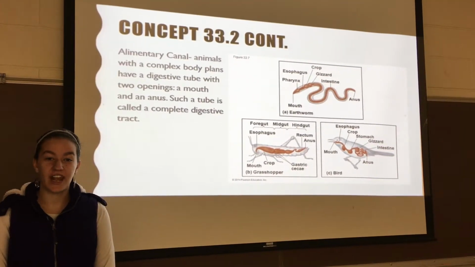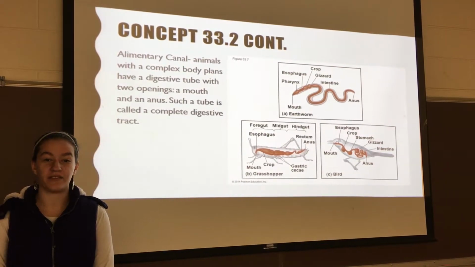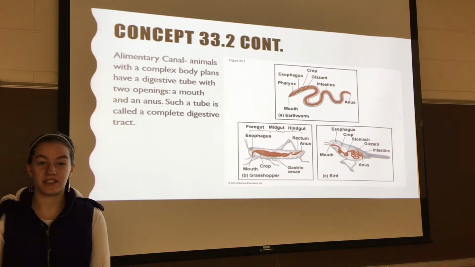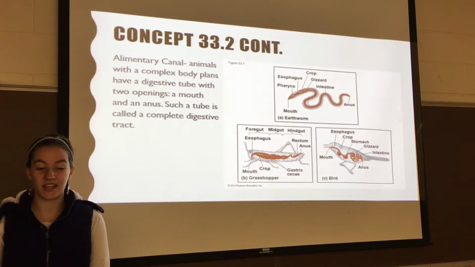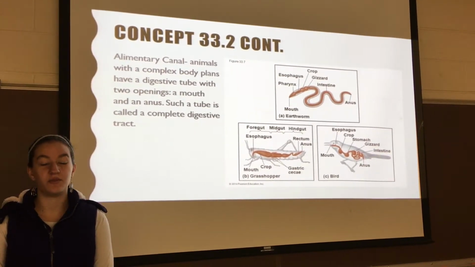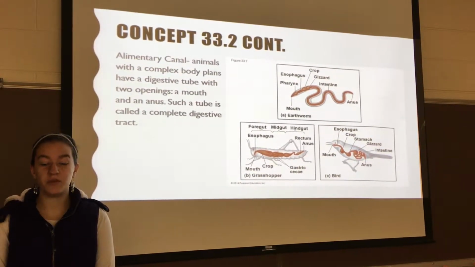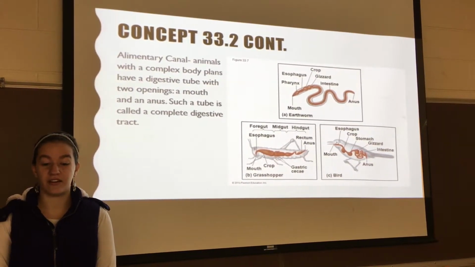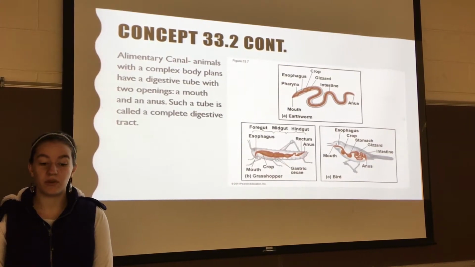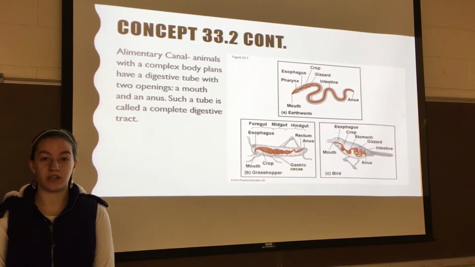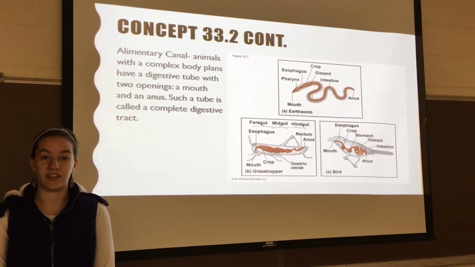An alimentary canal is found in animals that have a complex body plan. The alimentary canal has 2 openings. The first is the mouth, and the second is the anus. Such a tube is called a complete digestive tract. Because food moves along the alimentary canal in a single direction, the tube can be organized into special compartments that carry out digestion and nutrient absorption in a stepwise fashion.